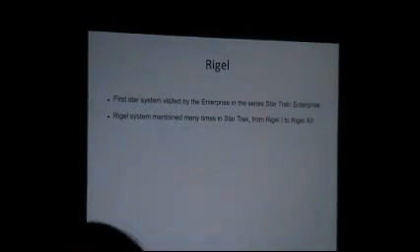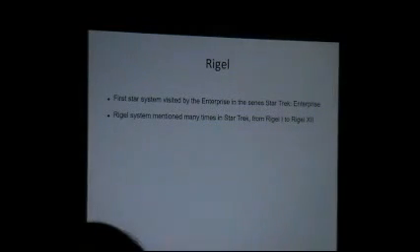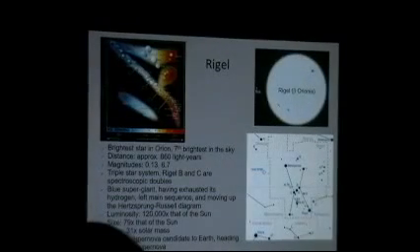Rigel is mentioned so many times in Star Trek. I'm not going to mention everything. It goes from Rigel 1, 2, 3, 4, 5. It's also the first star system the Enterprise visited in the prequel Star Trek Enterprise. So this is Rigel. Of course, we know where to find it. It's right here. I find this picture very impressive. This is Rigel compared to the Sun.